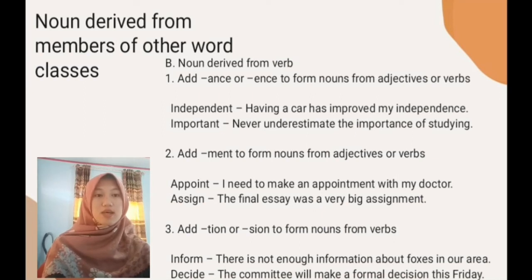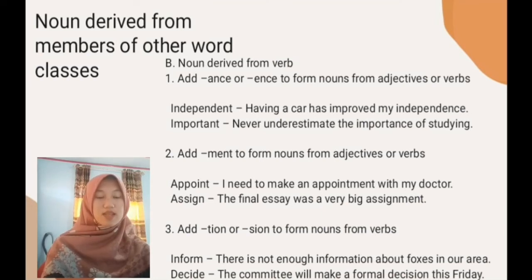Second, add -ment to form nouns from adjectives or verbs. For example, appoint. Appoint is used as a verb. For example, in a sentence, I need to make an appointment with my doctor. Appointment becomes a noun after we add -ment. Another example is assign. The final essay was a very big assignment. Assignment becomes a noun after we add -ment.